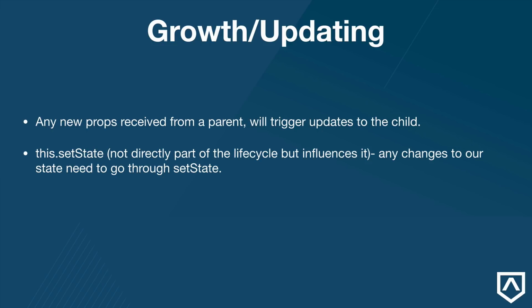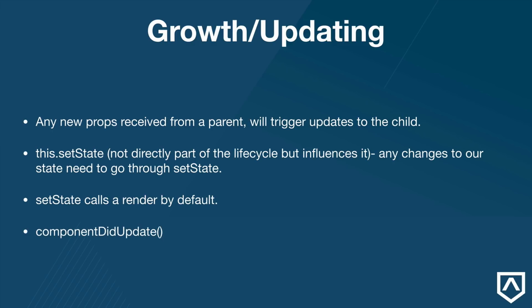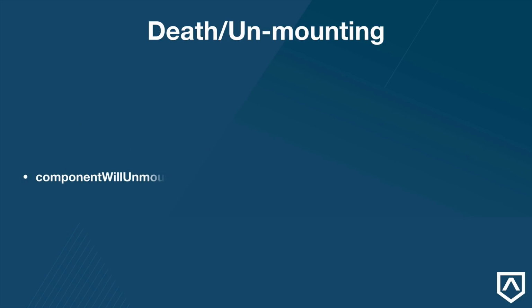This .setState is not directly a part of the lifecycle per se, but it influences it. Any changes to our state need to go through setState. So it's important to understand that any time we update our data, our state will be updated, right? That's our data in our application, right? So setState will call a render method by default, okay? And we can use should component update to stop that if we so choose to do so. But the bigger method that we're going to focus on in updating will be around the component did update phase or method. And then, of course, the bleak and dreary component will unmount.